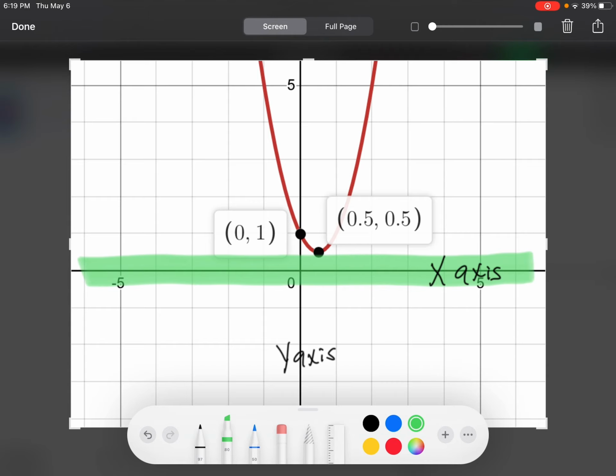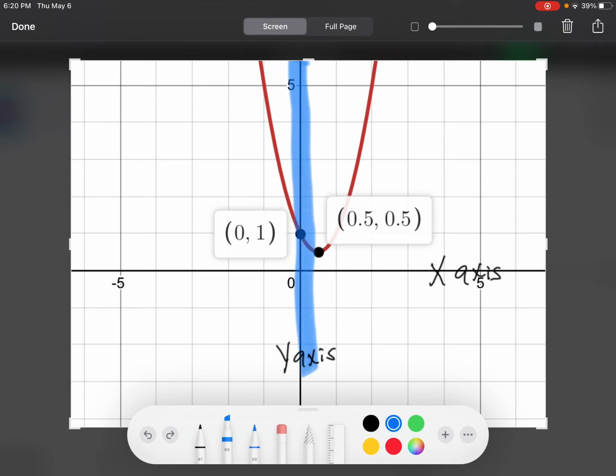But remember, it didn't ask for the x. This one was tricky, trying to trick you. It was asking, what are the y-intercepts? Oh, so does it cross the y-axis? Yeah, right there. Right here. And this point is right there. So that's the point 0, 1.